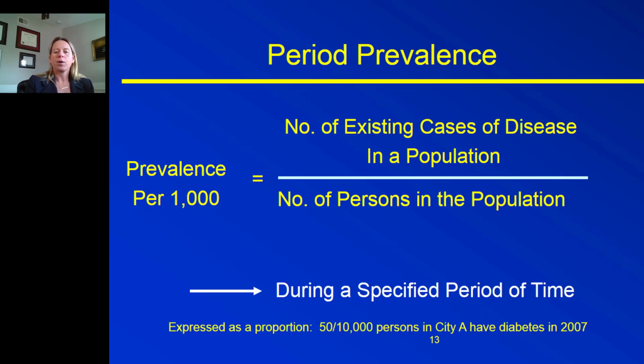The next is period prevalence. It is similar to point prevalence, except that now this measure is a function of a period of time rather than a specific point in time. For example, we may be interested in the prevalence of heart disease in the United States in 2017. That would be calculated as the number of existing living persons with heart disease divided by the number of living persons in the United States in that 1 year time period.